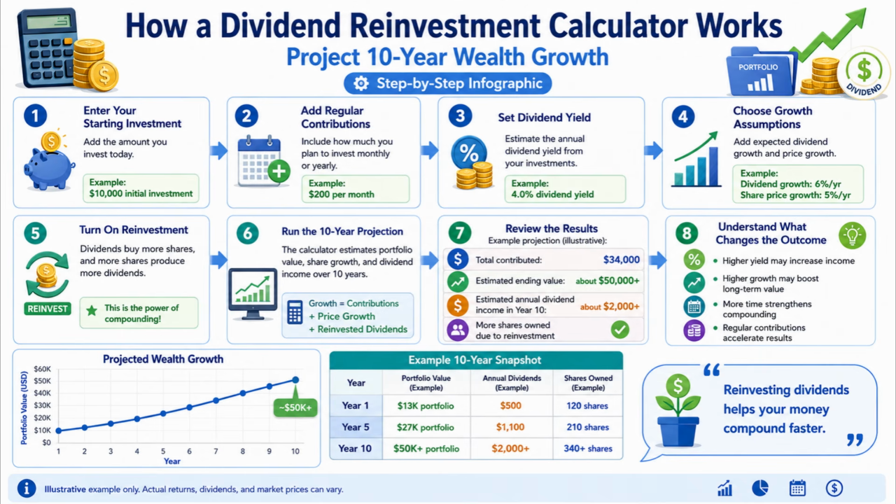For example, the total contributed amount may reach $34,000, while the estimated ending value may grow to around $50,000 or more. At the same time, the estimated annual dividend income in year 10 may reach around $2,000 or more, depending on the assumptions used. In addition, the calculator shows how reinvestment can increase the number of shares owned over time. This is important because owning more shares can help generate higher future dividend income.